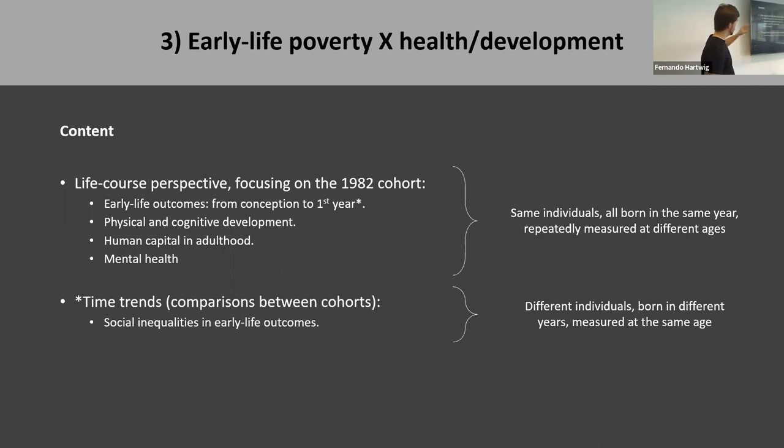And I'm going to take this sort of life course perspective in the sense that I'm going to start looking at early life outcomes, then physical and cognitive development in childhood, then some measures of human capital, like IQ, schooling, that stuff, and also some measures of mental health. But for early life outcomes specifically, I'm also going to be showing some comparisons between cohorts to look at what's happening in Pelotas over time. So not the same individuals over time, but the same city over time, but different individuals. So all in the same age.